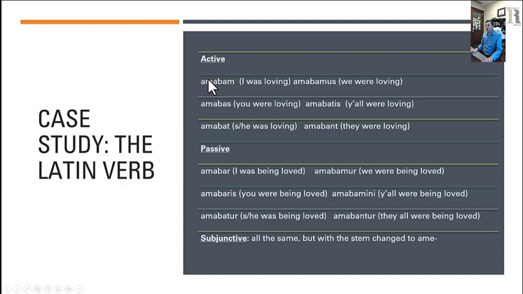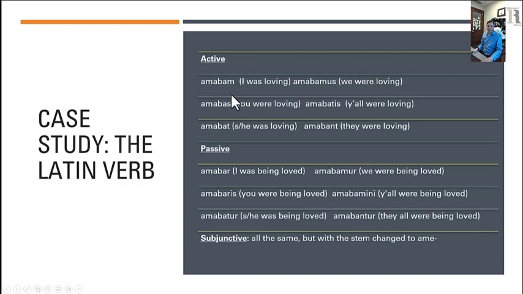As we can see, amo is the first person, but we have this inflectional morpheme in the middle, the ba, which indicates that it is imperfect. And then after the ba, we have these other endings, m, s, t, mus, tis, nt, that indicate the person and number. So the mood is indicated by the first part, then the voice, the tense and aspect, and then the person and number. It all comes together, these different morphemes come together in the way it's inflected. And this is the active form.